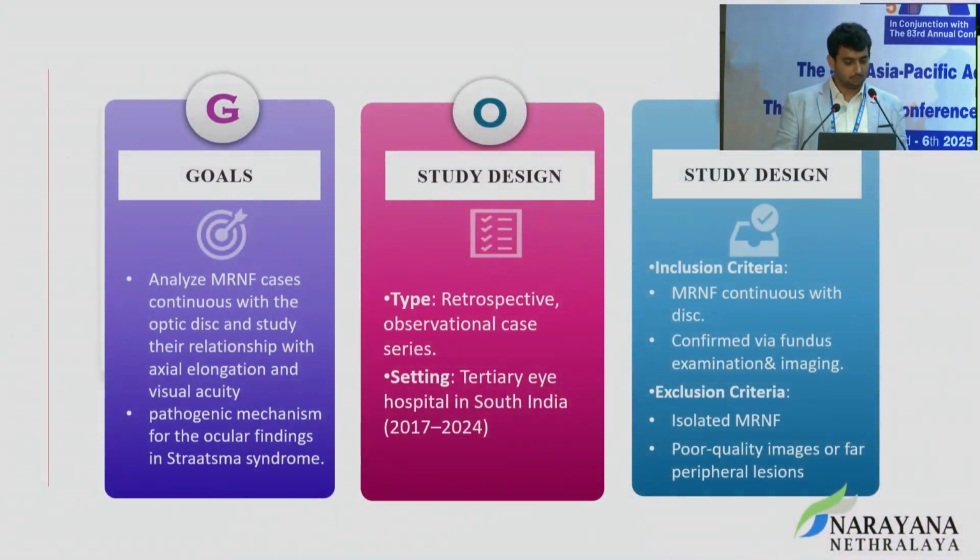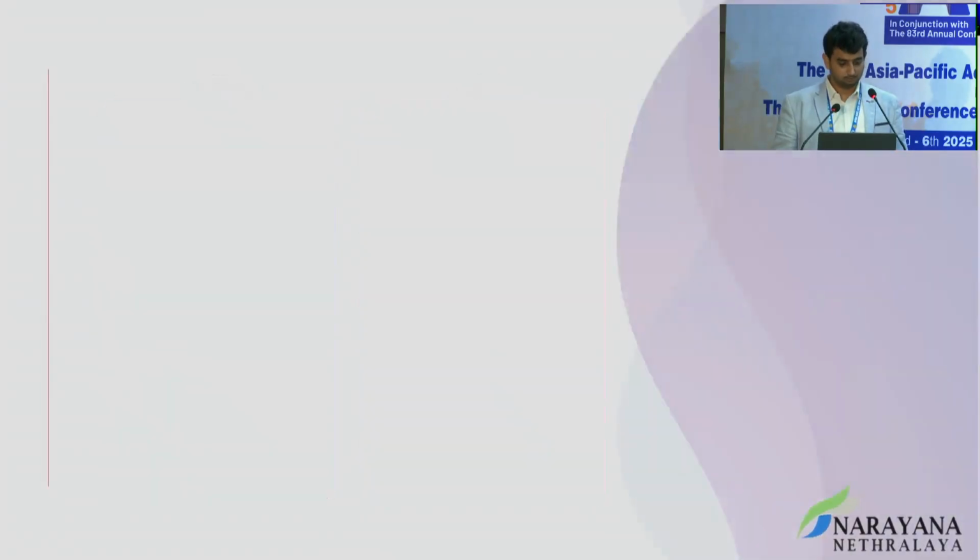In our study, the primary goal was to analyze MRNF cases continuous with the optic disc and study the relationship with axial elongation and visual acuity. The study's design was a retrospective observational case series in a tertiary eye care center in South India. The inclusion criteria was MRNF continuous with the optic disc, which was confirmed by fundus examination and imaging. Exclusions were isolated MRNFs and poor quality images.